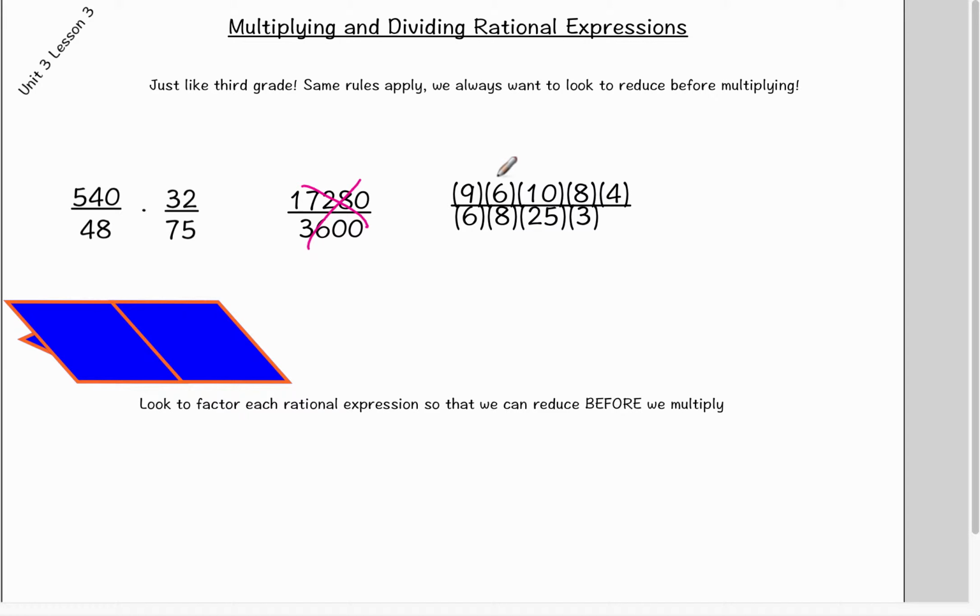Well, obviously, 6 and 6, goodbye. 8 and 8, goodbye. 3 is contained within 9, leaving me a factor of 3. 25 has a factor of 5, which can go into 10 2 times, leaving me this bottom 5. So do I have anything else that can cancel? No, because on the bottom I'm left with only a factor of 5. And on top I'm left with 3 times 2 times 4, so that's 6 times 4, 24 over 5. So we want to reduce before we multiply.